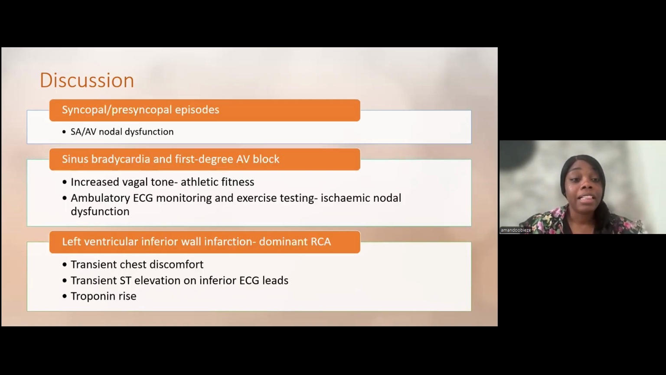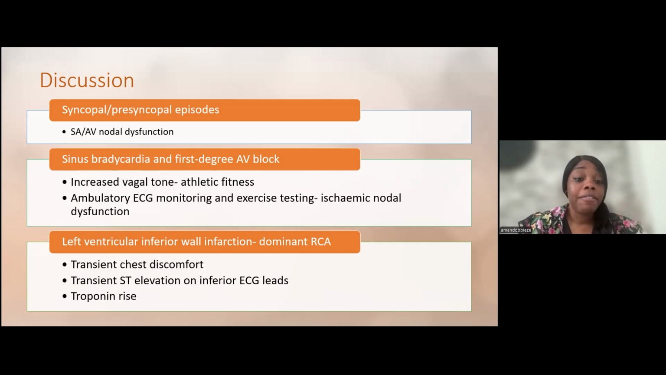Okay. And the fact that this patient was having syncopal and pre-syncopal episodes can actually be explained by the SA and AV node dysfunction, which he had. He also presented with sinus bradycardia and a first-degree AV block, which we can actually attribute to his athletic fitness and say he has an increased vagal tone. But if we were able to do an ambulatory ECG monitoring and exercise testing, we can check if this bradycardia was variable and reproducible on exertion, and that would explain that he has ischemic nodal dysfunction as well.